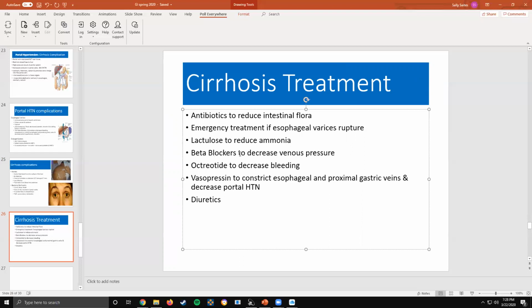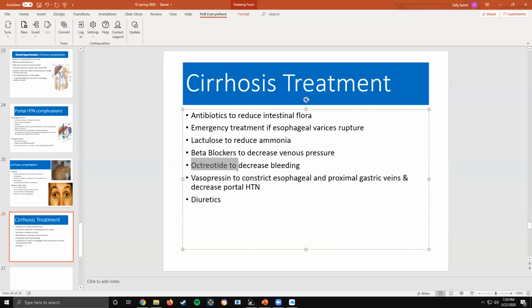Our beta blockers will decrease our venous pressure and hopefully decrease the chances of our varices rupturing. However, remember I said that the liver patient will often have peripheral hypotension. Their pressure is in their abdomen. It's in other places. It's not where it should be. So we need to monitor their blood pressure really closely before we give these, because these will decrease blood pressure.